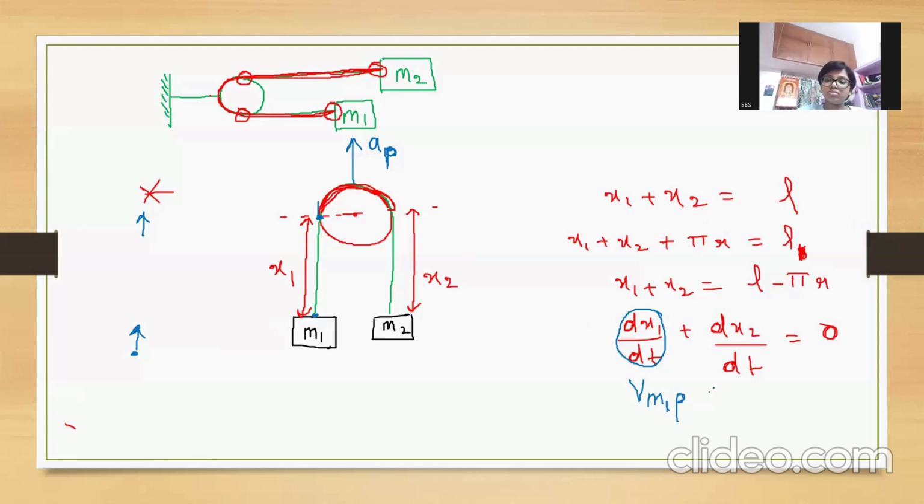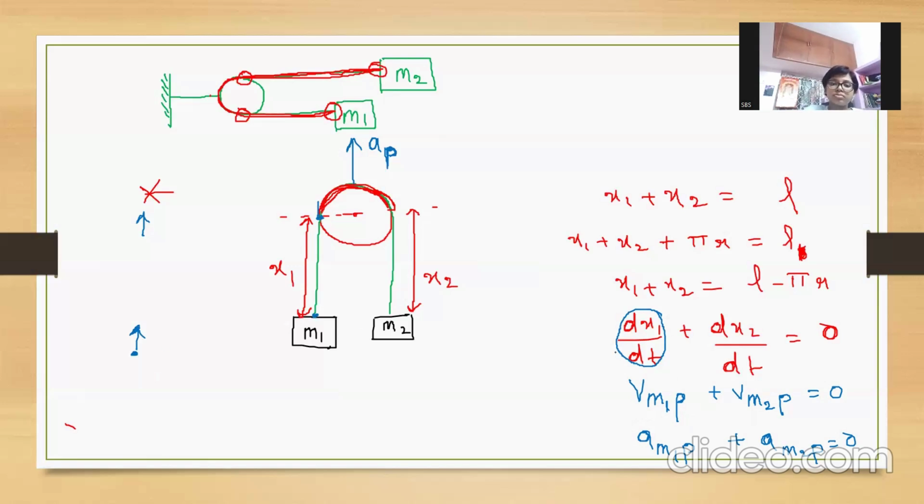Okay. Similarly, velocity of m2 block with respect to pulley is equal to 0. Clear? If you differentiate again, you will get acceleration of m1 with respect to pulley plus acceleration of m2 with respect to pulley. Why am I writing with respect to pulley? Because this acceleration depends on the pulley also. Clear? Because this end is going with the pulley. Understood that?